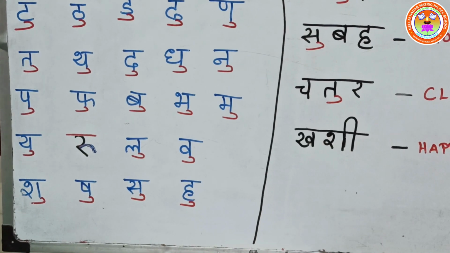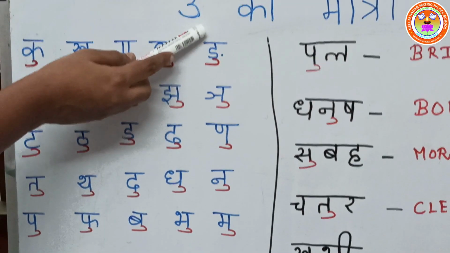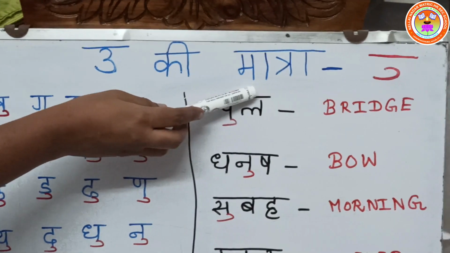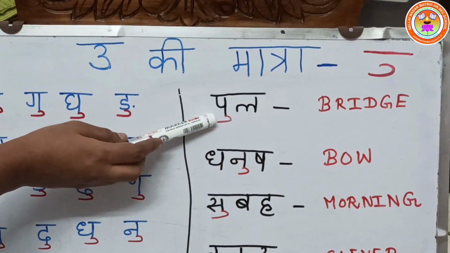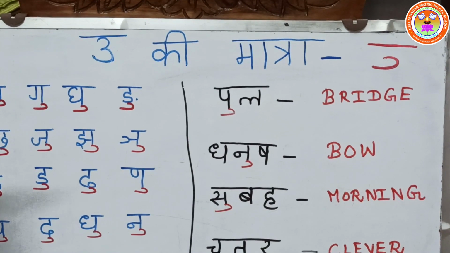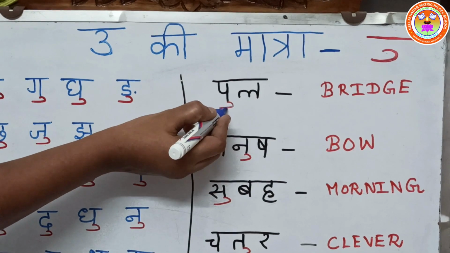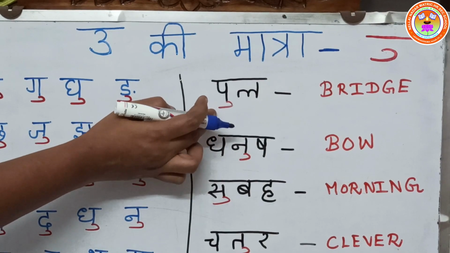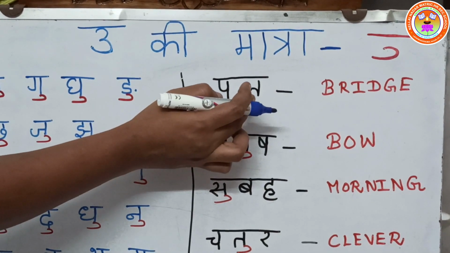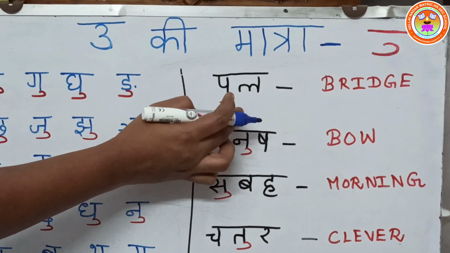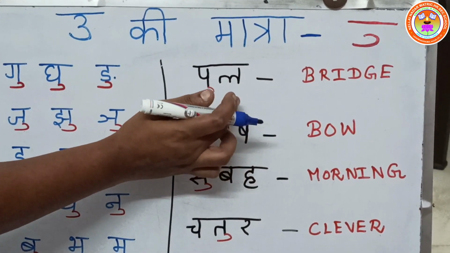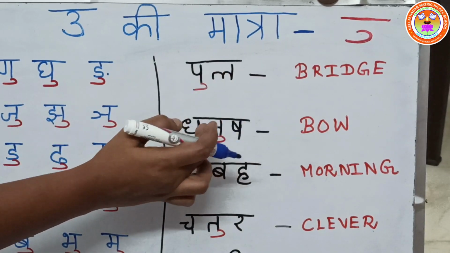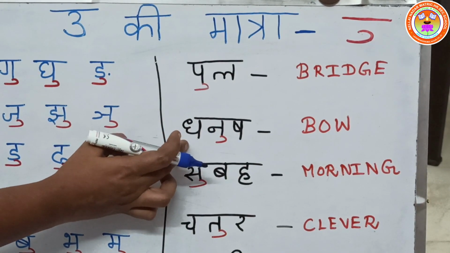Okay children, so now let us try to read some words with U ki matra. What is this children? P. When P is added with U ki matra, see here I have added U ki matra here, it becomes PU. PU, L, pul. Pul means bridge.